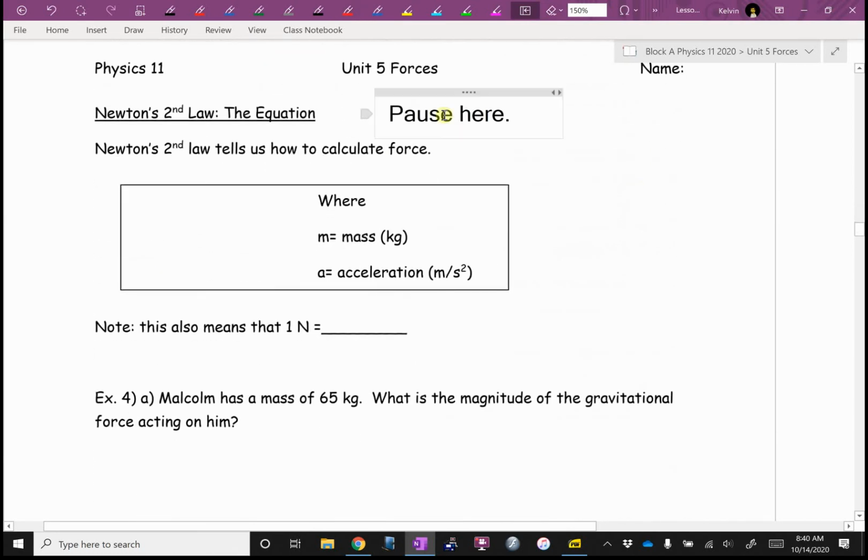And we got right to here, Newton's second law. Newton's second law is the equation. It's how you calculate force. And it's given as F equals ma, where the force and the acceleration are both vectors. F equals ma. It's on your formula sheet.